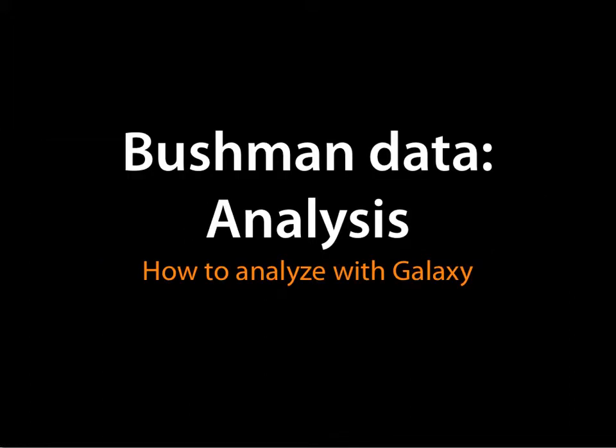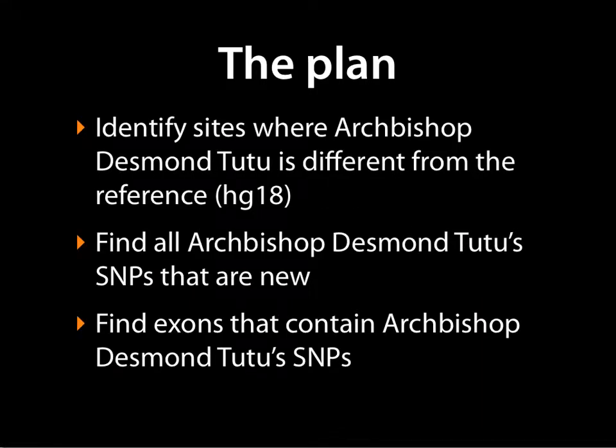In this screencast, I'm going to show you how to analyze Bushman data published in Nature on February 18, 2010. So here's the plan. We will identify all sites where Archbishop Desmond Tutu is different from the reference sequenced human genome. We will find all Archbishop's SNPs that are new and not contained in dbSNP, and we will find exons that house these new SNPs.